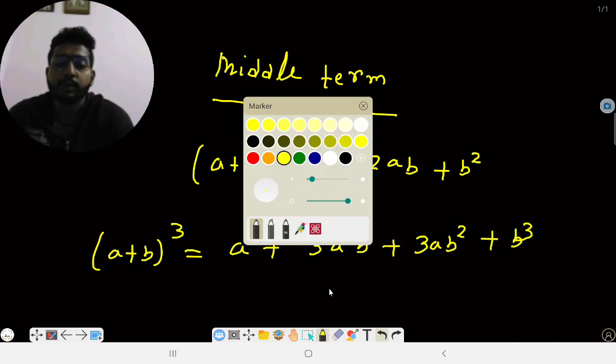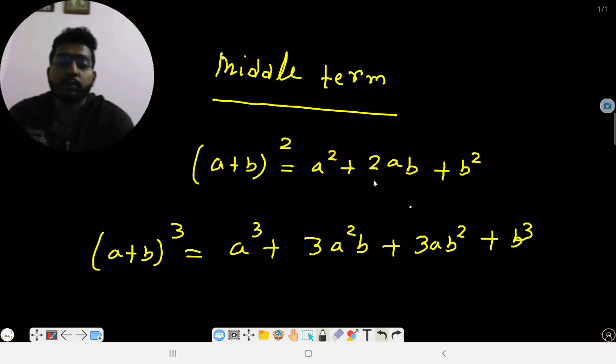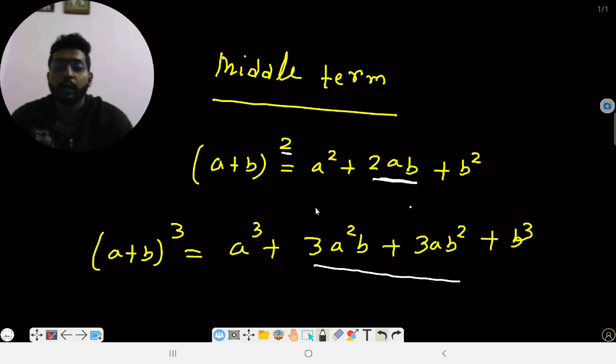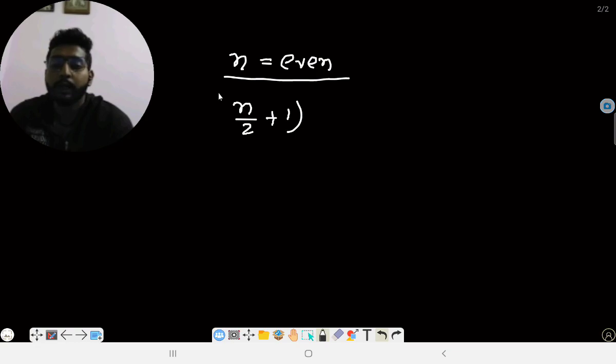Now from here you can see for the first one there is only one middle term, and for the second one there are two middle terms. So whenever the power is even, there will be one middle term, and whenever the power is odd, there will be two middle terms. So for these two there are two formulas. So whenever n is even, there will be only one middle term. And what will be the middle term? The (n by 2 plus 1)th term will be the middle term.